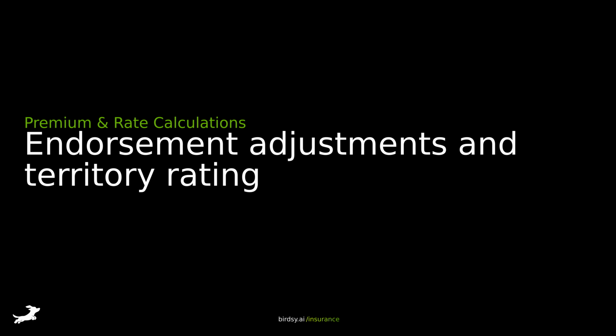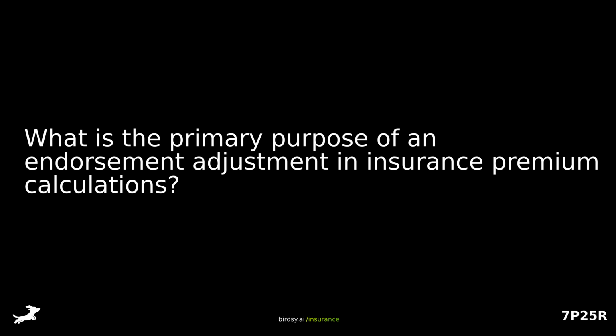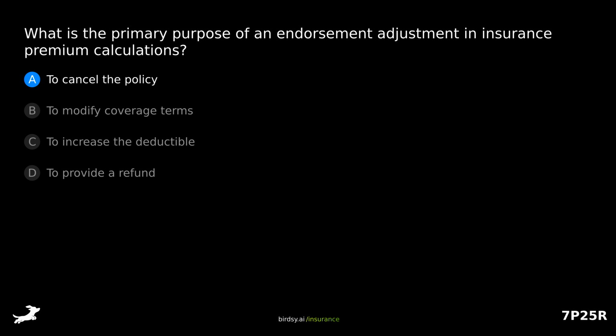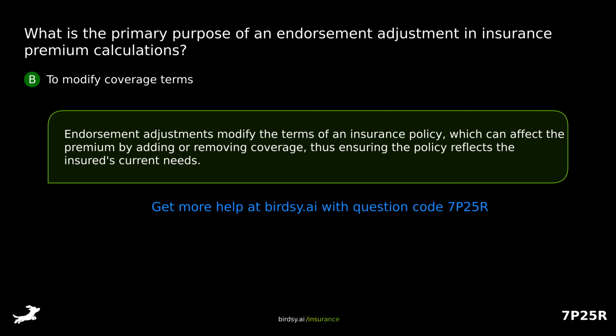Endorsement adjustments and territory rating. What is the primary purpose of an endorsement adjustment in insurance premium calculations? Is it A, to cancel the policy, B, to modify coverage terms, C, to increase the deductible, or D, to provide a refund? The answer is B, to modify coverage terms. Endorsement adjustments modify the terms of an insurance policy, which can affect the premium by adding or removing coverage, thus ensuring the policy reflects the insured's current needs.